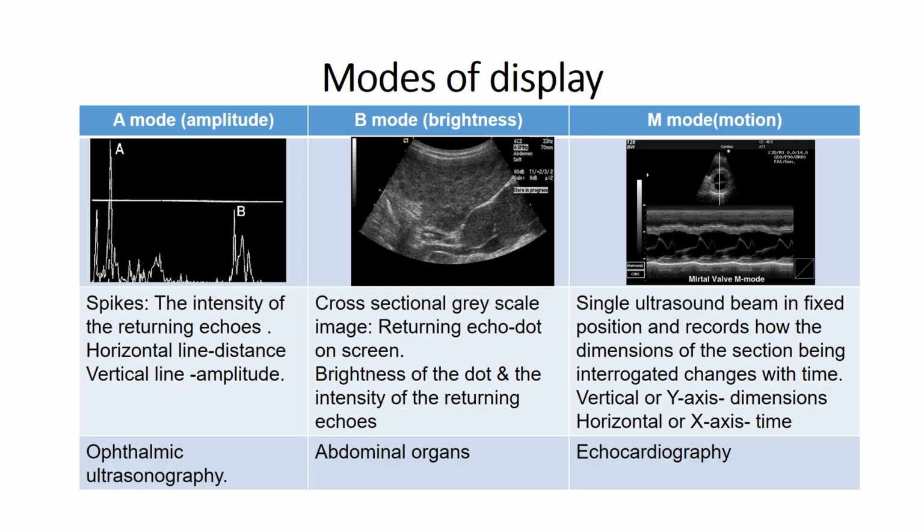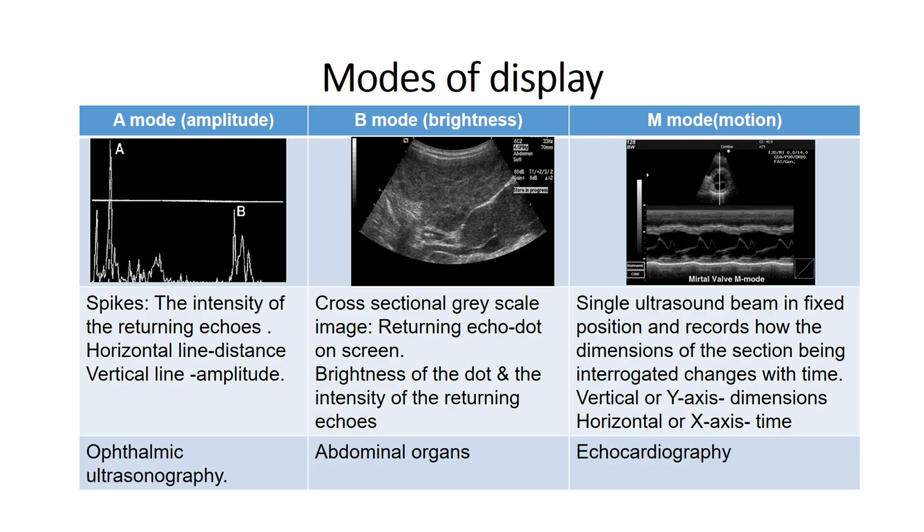Next and very common mode is B mode, or brightness mode. This B mode produces cross-sectional gray scale images, and it produces echo dots on the screen. So, this is a common mode of ultrasonography, and it is commonly used to scan the abdominal organs.